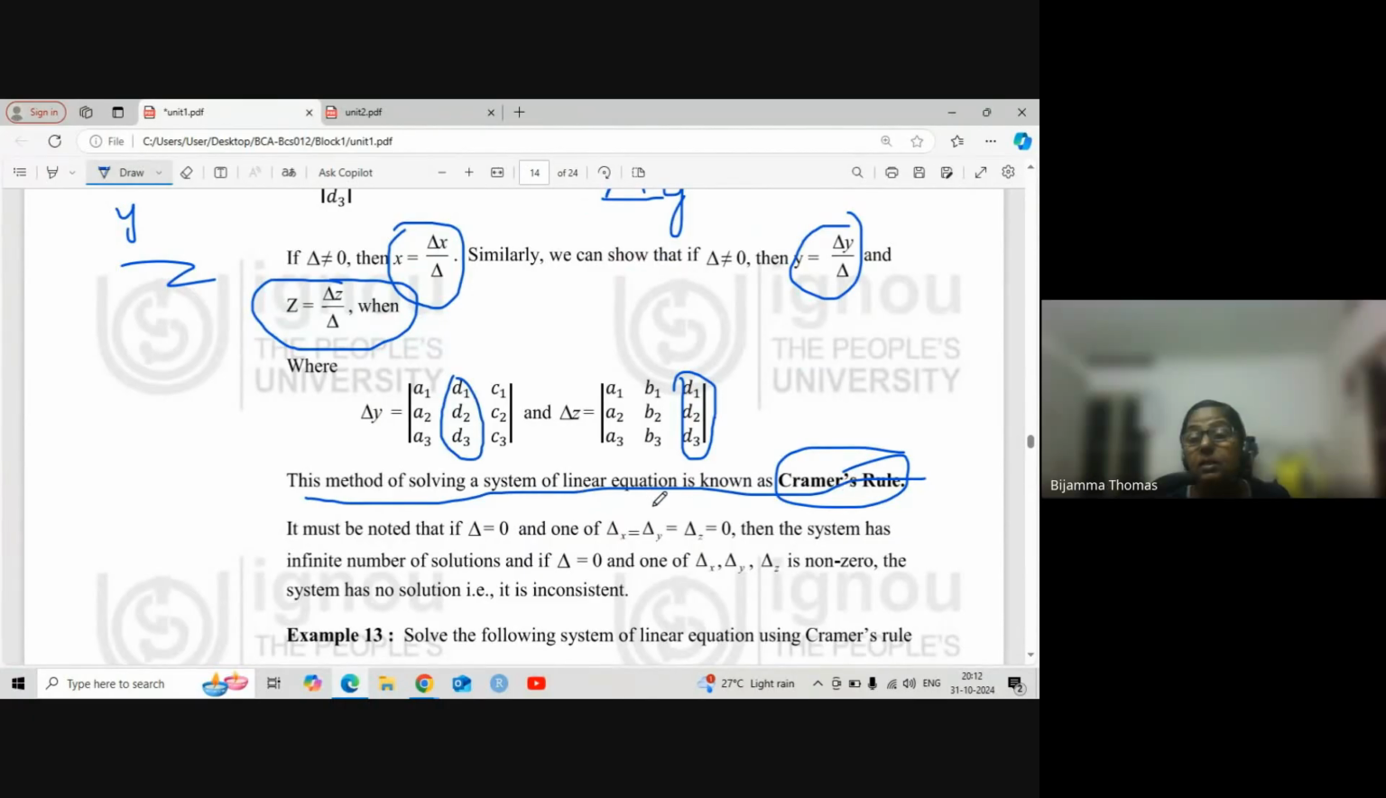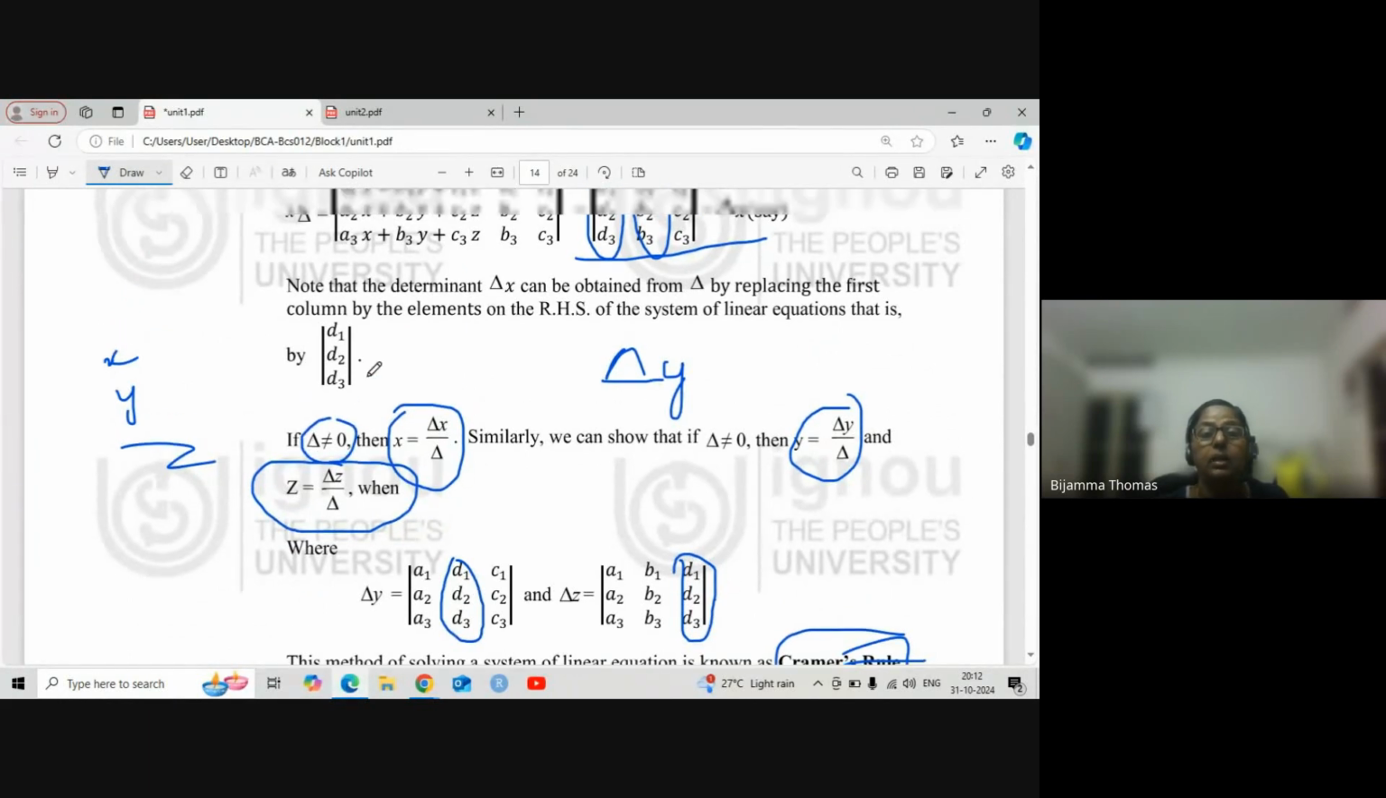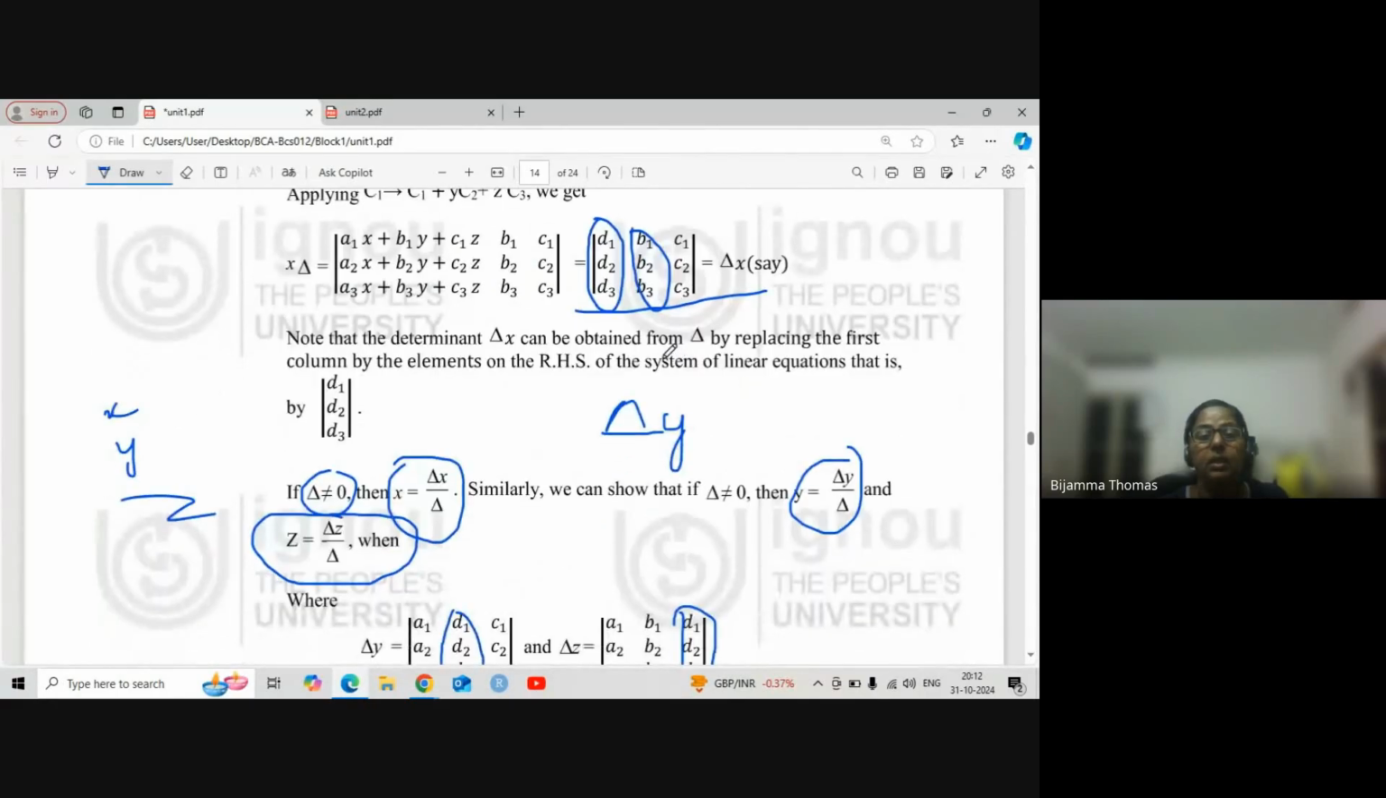See, the possibility of identifying the value of x will be only when the value of delta, that is the determinant of the coefficients, is not equal to 0. Otherwise, we cannot divide by delta, right? Look at the formula. x will be equal to delta x, which is a numeric value, the determinant of delta x, divided by delta. This exists only when delta is not equal to 0. It should be a non-zero quantity.